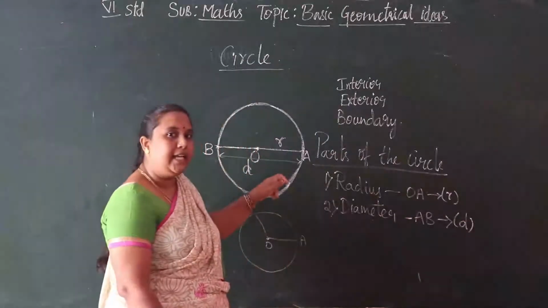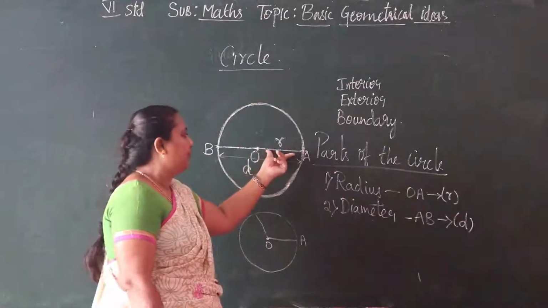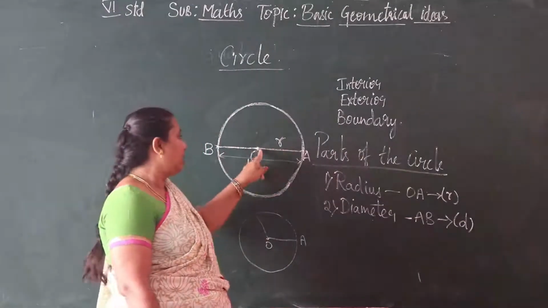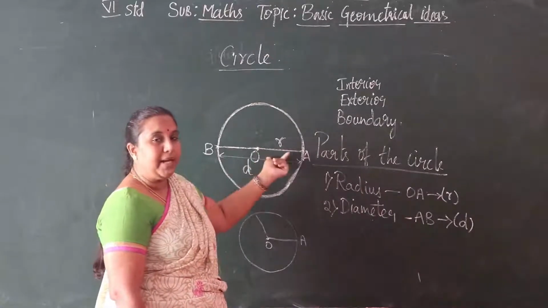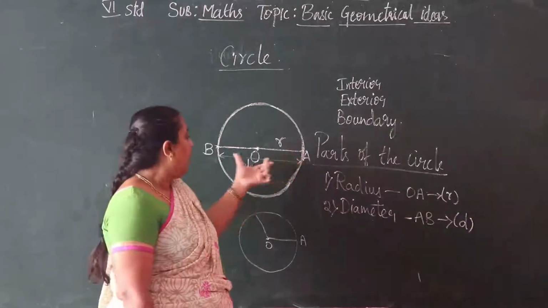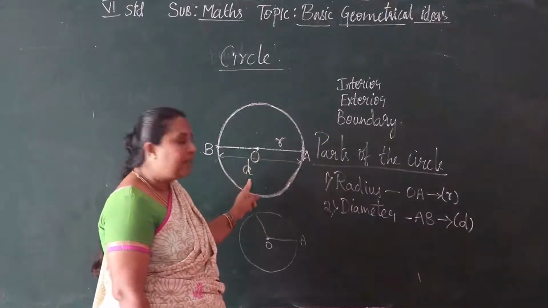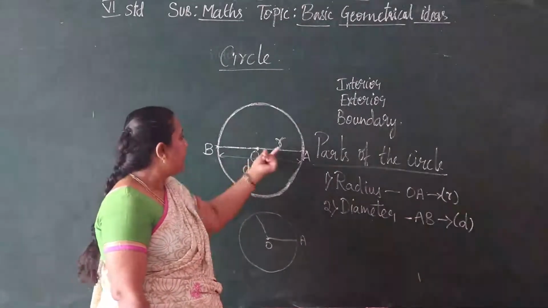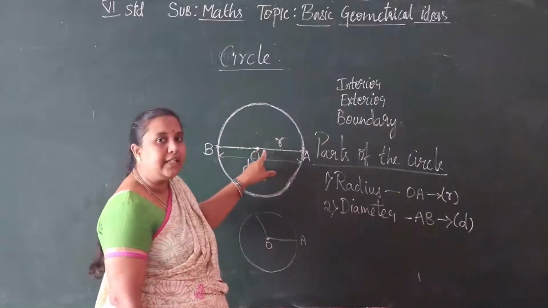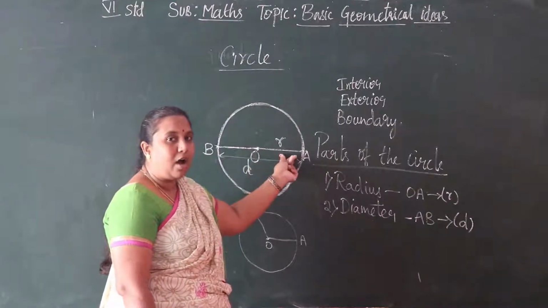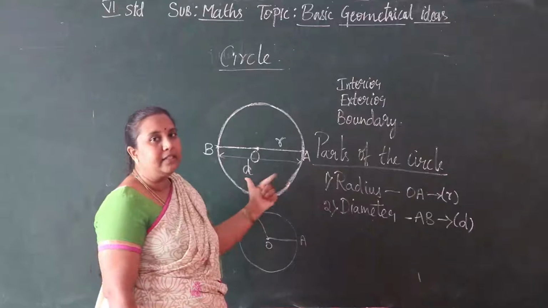See, the first part of the circle is the center O. Another part is the radius R. Another part is the diameter D. So the first part is center O, then radius R, then diameter D.